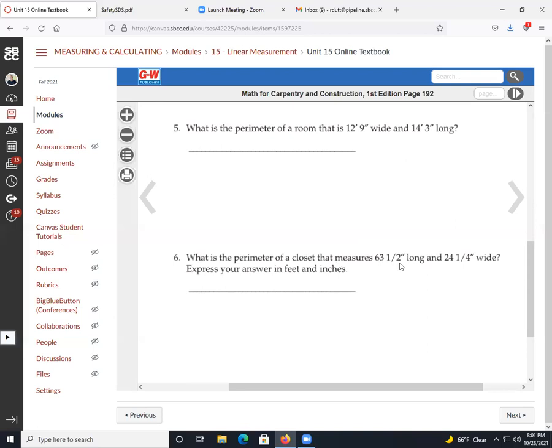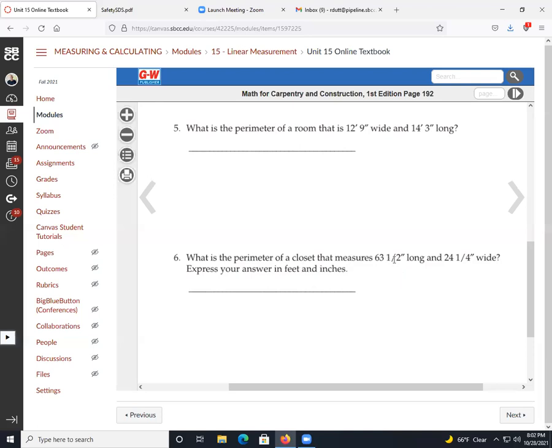What's the perimeter of a closet that measures 63.5 long and 24 1/4 wide? We need an answer in feet and inches. Well, let's just do it together. So the perimeter, it's a rectangle, so we've got to add 63.5 twice. 2 63s is 126. 2 halves is 1, so that's 127. 24 1/4 twice, 2 24s is 48. 2 quarters is a half. So 48.5 plus 127 is whatever it is. I can't do it in my head right now. I'm burnt out.